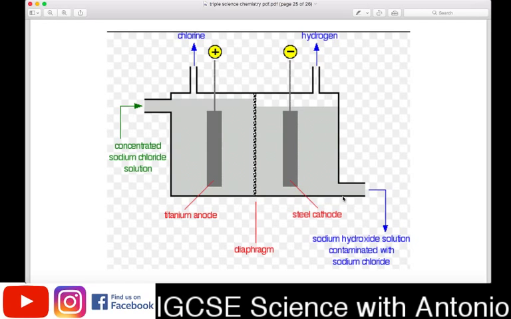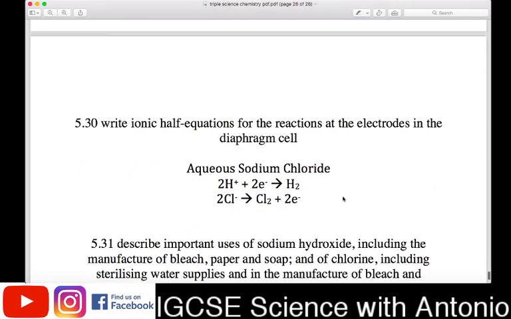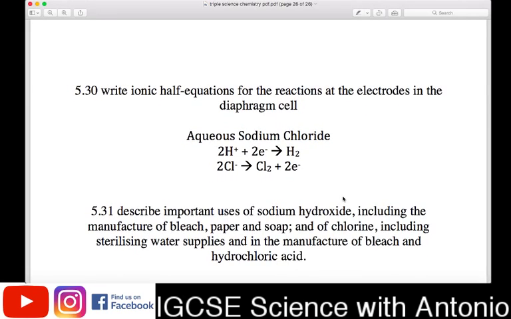Alright, so this is the diagram that you have to know, and you also need to know the associated ionic half equations when you have aqueous sodium chloride. This is actually what we learned in the first video. And the important uses of sodium hydroxide include the manufacture of bleach, paper, and soap. And for chlorine, you can sterilize water supplies, let's say in a swimming pool. You can make bleach and also make hydrochloric acid.